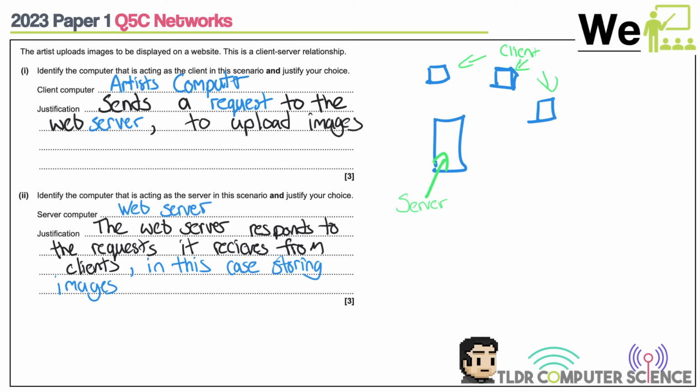SMTP, Simple Mail Transfer Protocol, for sending emails to a web server or between web servers. IMAP or POP, used to receive emails from an email server, FTP for sending files, HTTP for looking at web pages, or HTTPS for looking at secure web pages. Lots of different types of questions could be answered in this one here.